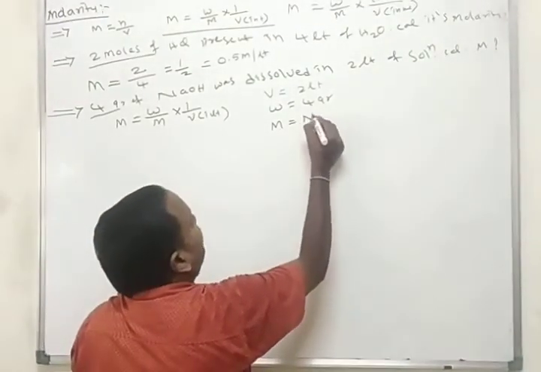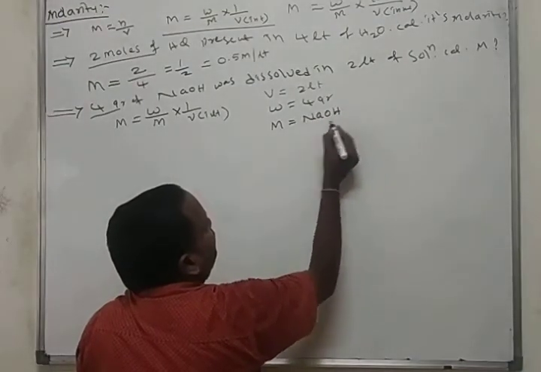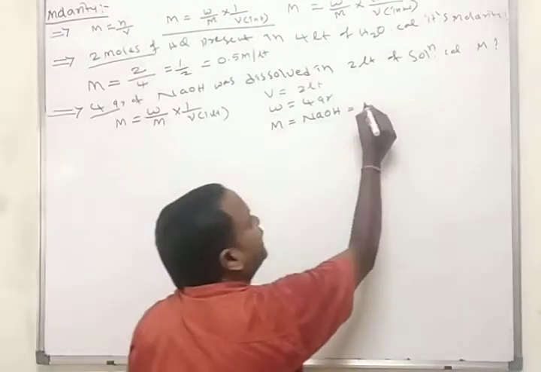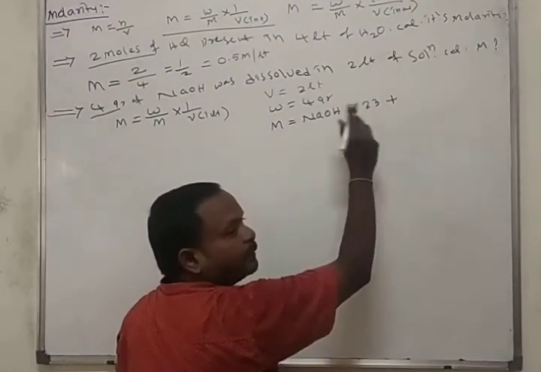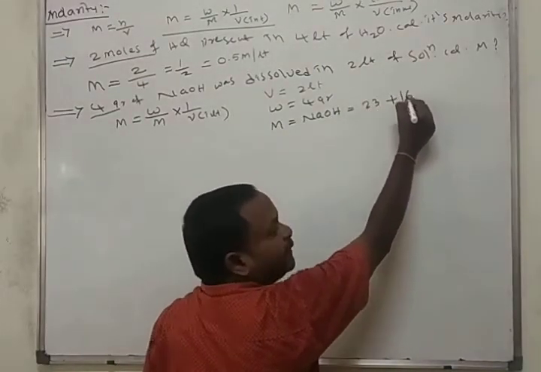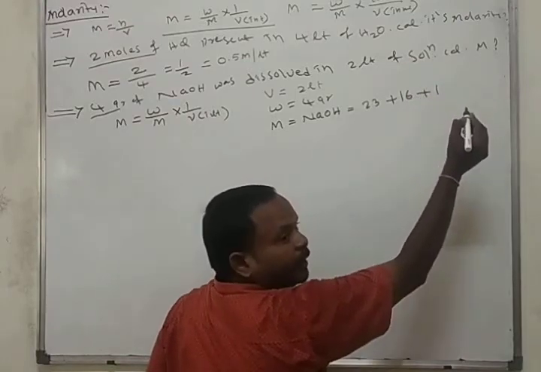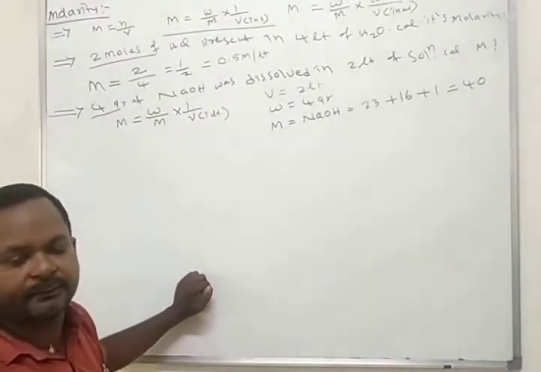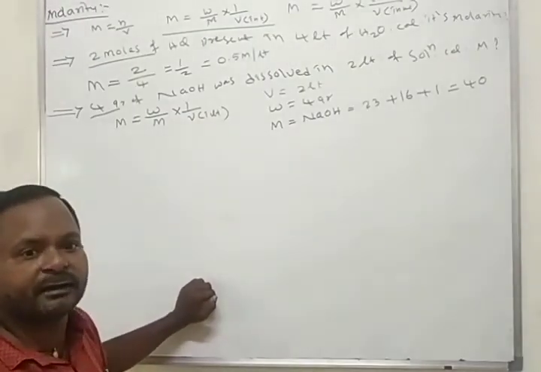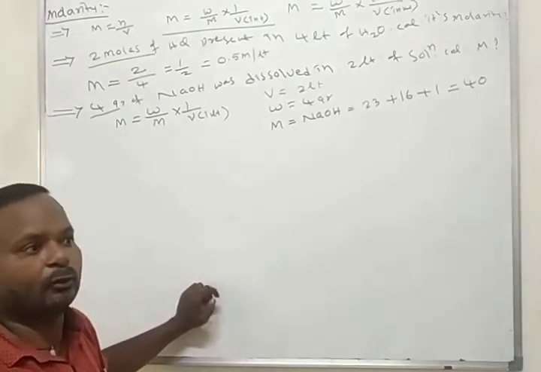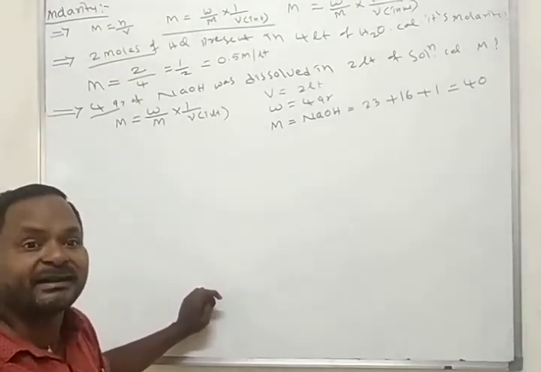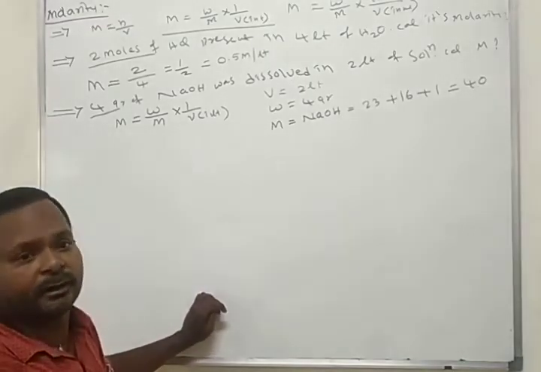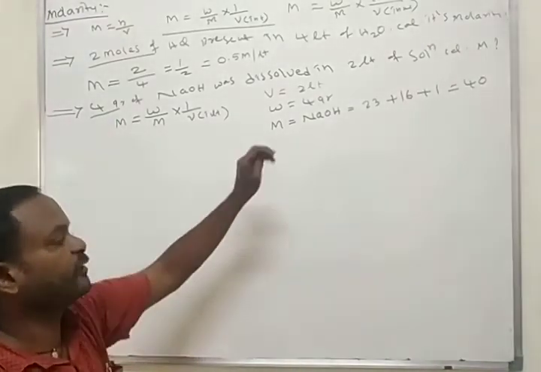Here, the molecular weight of sodium hydroxide. Sodium atomic weight is 23, plus atomic weight of oxygen 16, atomic weight of hydrogen 1. How much here? 40. That is the molecular weight. There are different units for molecular weight: in the normal system we call it grams per mole, or in the SI system it is Dalton, unit u. As you remember, use any one.